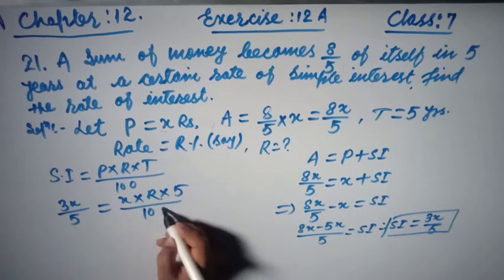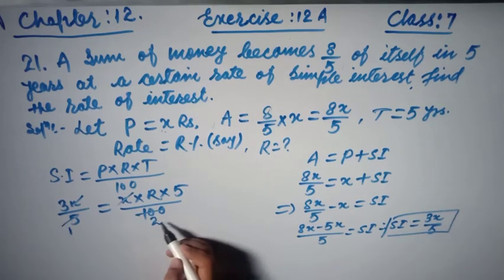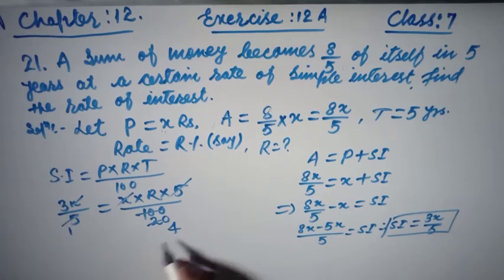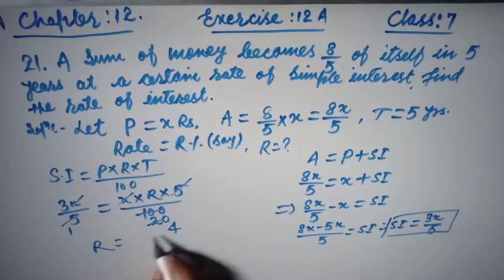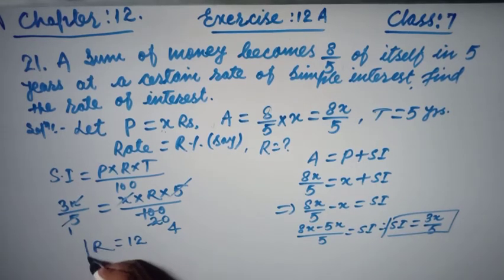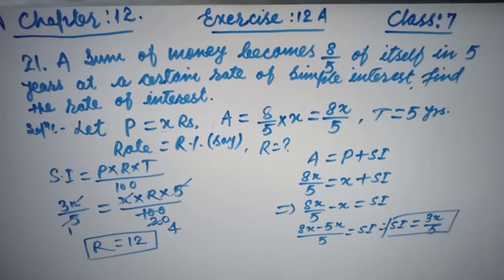This is 100. So here, friends, x will get cancelled. 5 ones are 5, friends, and 20 will get cancelled. 5 fours are 20, friends. Now cross multiplication. So R is equal to 3 multiplied by 4. 3 fours are 12. So this is your required solution: 12%. This is 12% per annum, friends. Answer: per annum.